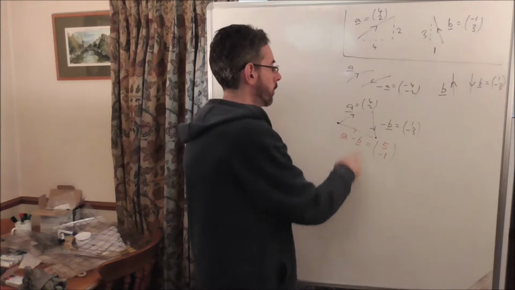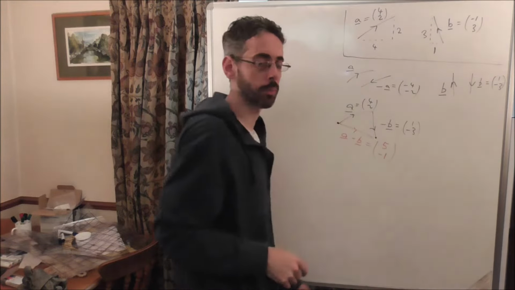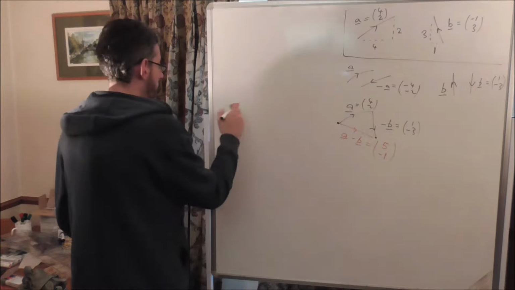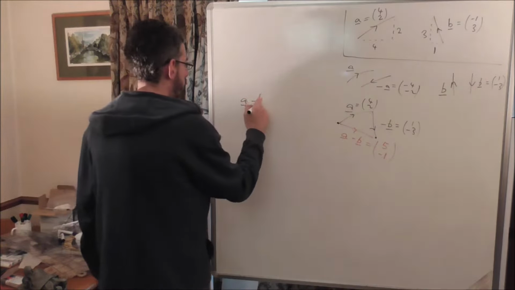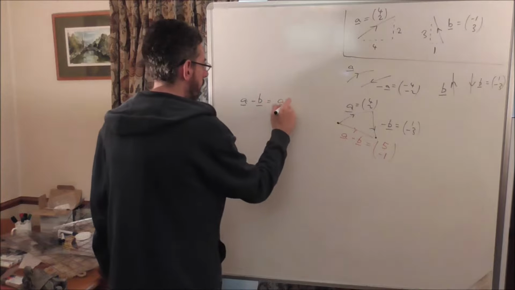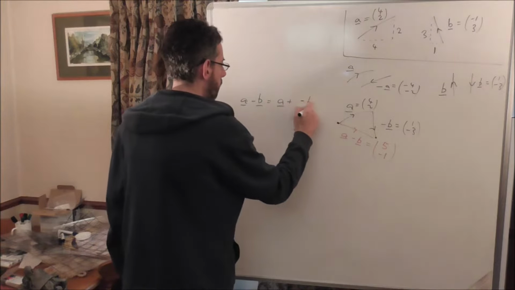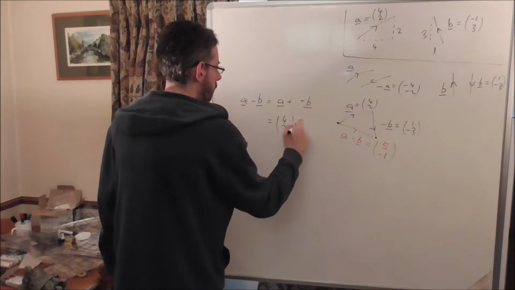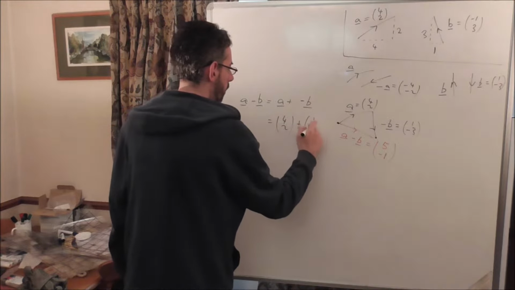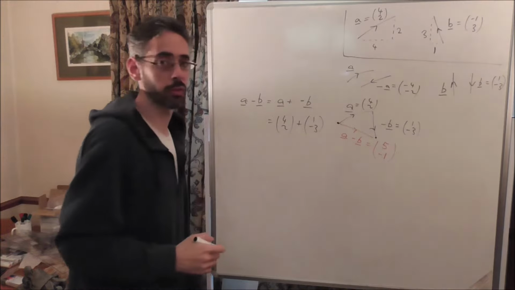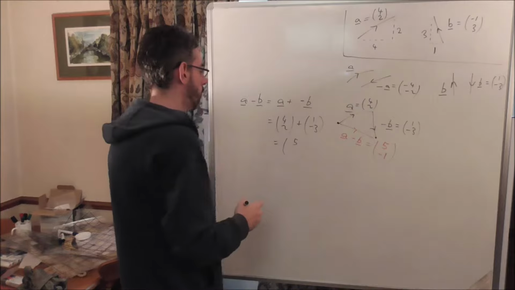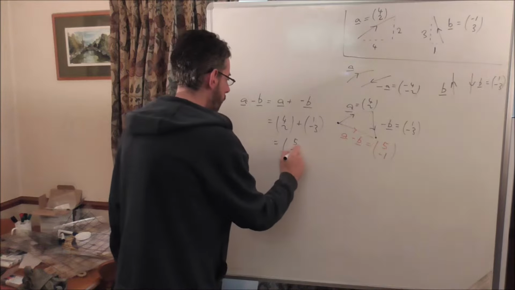So to work it out, again, you just add these numbers up. So you just do 4 plus 1 and 2 plus minus 3. So to work out A minus B, what you're really working out is you're doing A plus minus B. You're just taking vector A and you're taking vector minus B, like that, and you're just adding the components. So 4 plus minus 1 is 5, 2 plus minus 3 is minus 1.